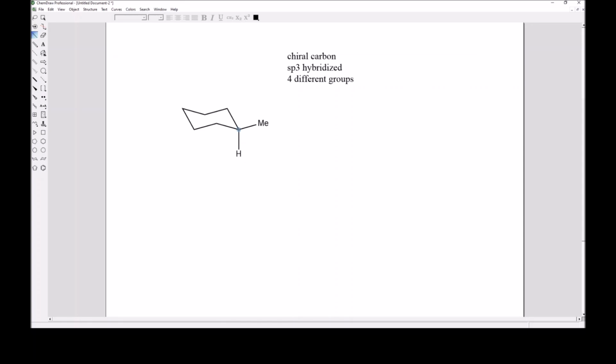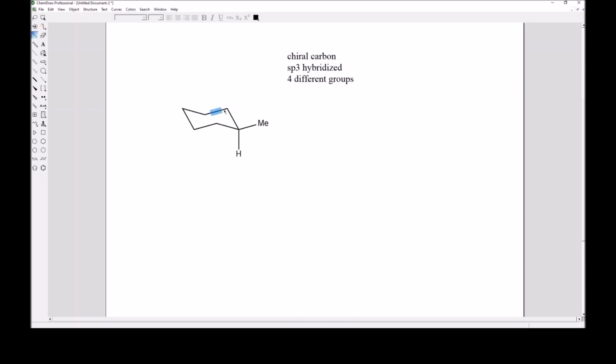This carbon is sp3 hybridized, so that's good. It has a methyl group coming off. That's one thing that's unique. It has a hydrogen coming off. That's the second thing that's unique. And it has a CH2 group right here and a CH2 group right there. Now those two CH2 groups are exactly the same, and you know that only when you keep following them out.